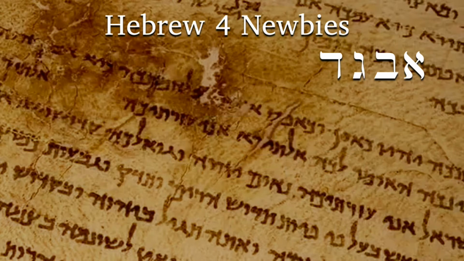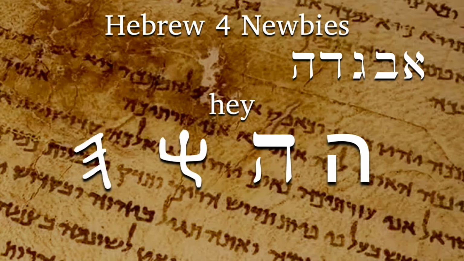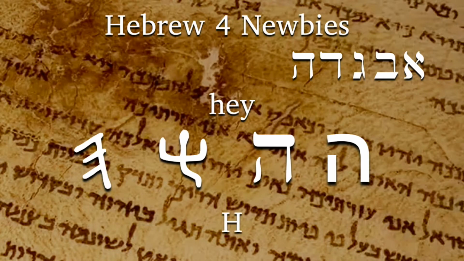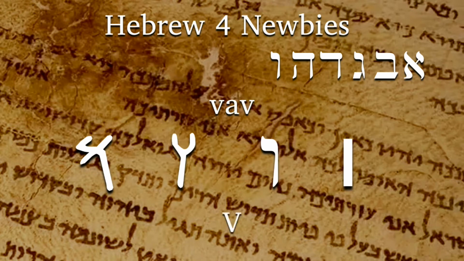Next was the letter Hey, which means basically hey, because it was a picture of a man with his hands up in the air, saying look at this, or the window, where you're looking out, behold. That's the H sound. Then the letter Vav. Remember, that was a picture of a nail or a hook. That's what the word Vav means. I think it's translated hook with the curtains in the tabernacle. And that makes the V sound.